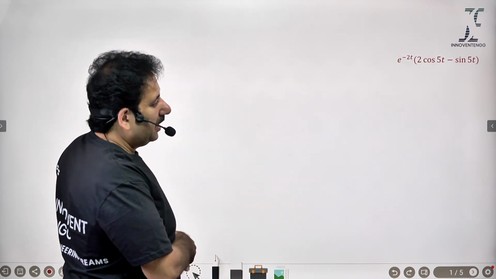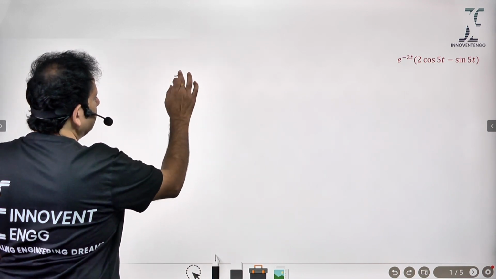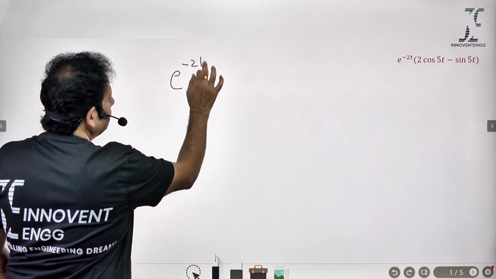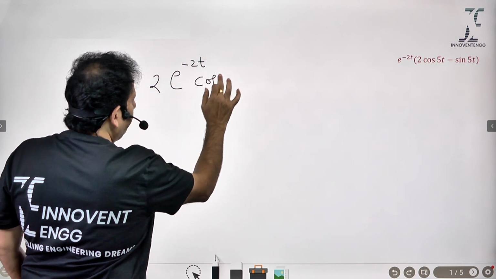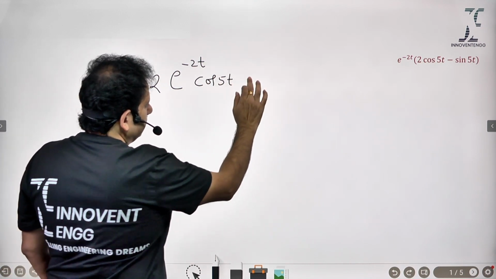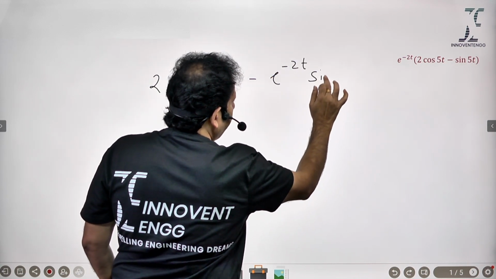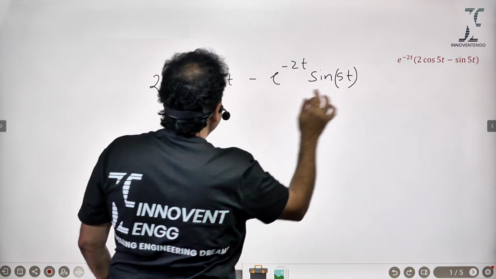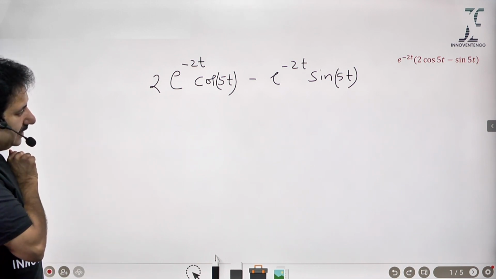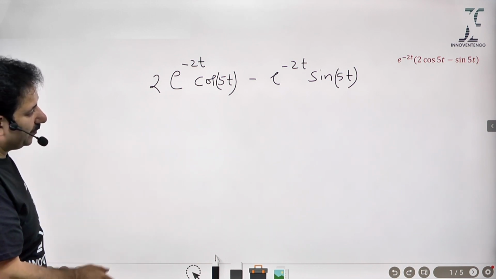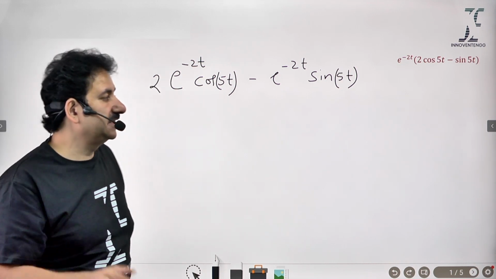But that apart, how are you going to solve this? It's very simple. Now the function is going to be rewritten as e power minus 2t, of course 2 as a constant can be taken out, cos 5t, minus e power minus 2t into sine 5t. Right? So you have got these two functions. Whenever you are solving this, you have to remember the formula for both cos and sine, and also remember the frequency shifting property.